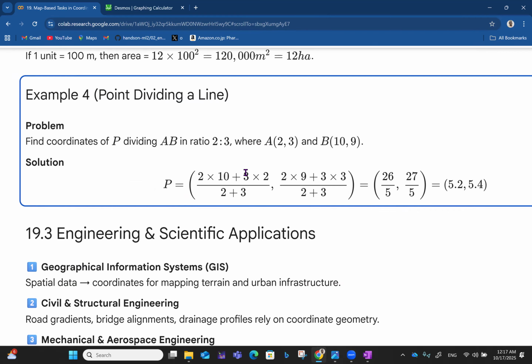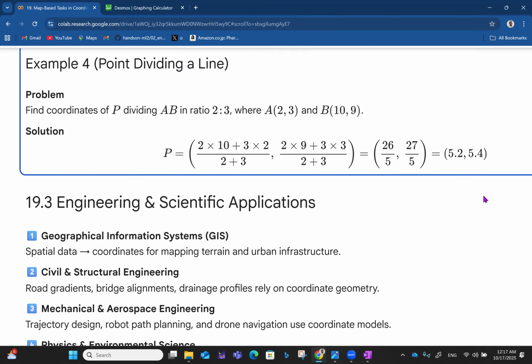So imagine you are awarding the road AB to two different contractors, okay? So it means the first contractor will take 5.2 kilometers, while the second one takes 5.4 kilometers.